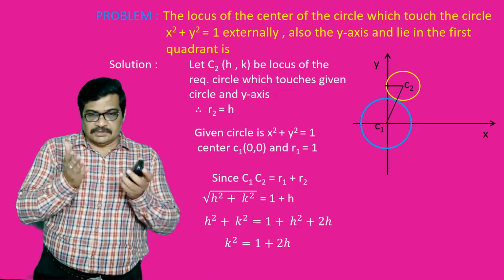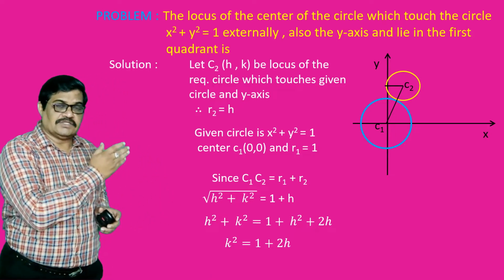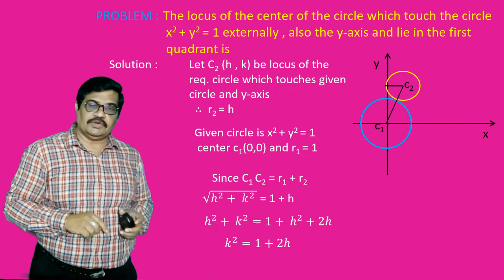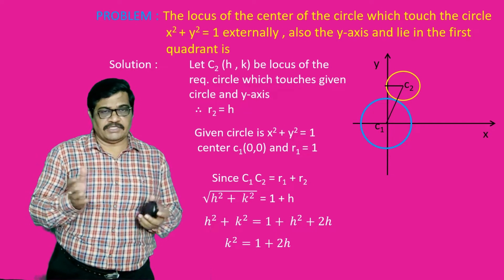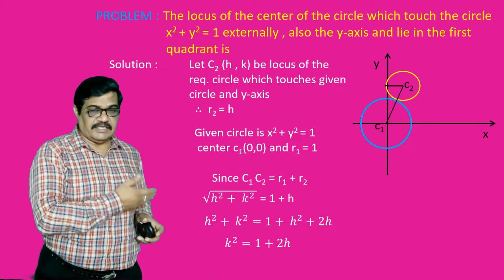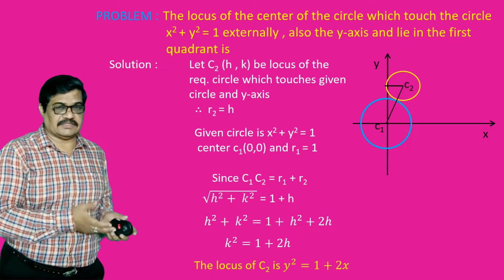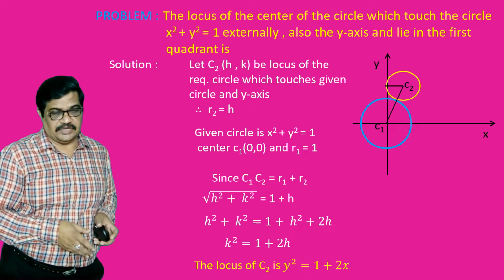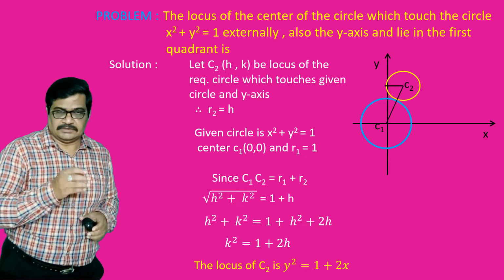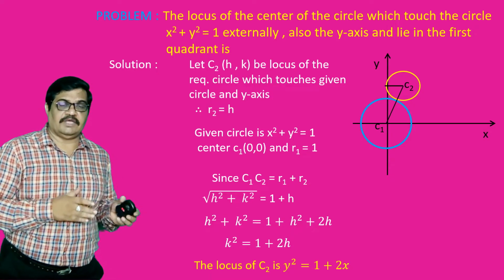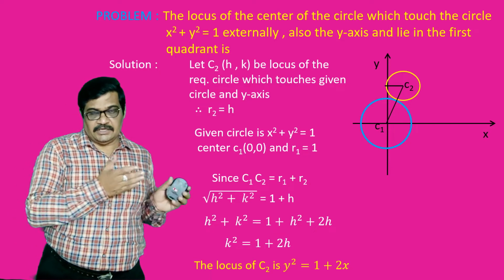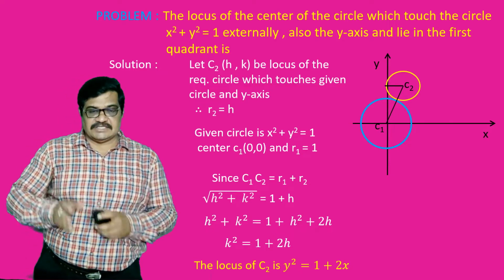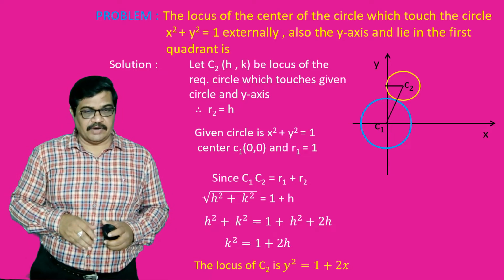Now we want the locus of the center C2, h comma k. What is the locus of C2 here? In the place of k put y, in the place of h put x. We write the locus of C2 as y square is equal to 1 plus 2x. This is our required answer. The locus of the center of the circle is y square is equal to 1 plus 2x. This is the required locus.